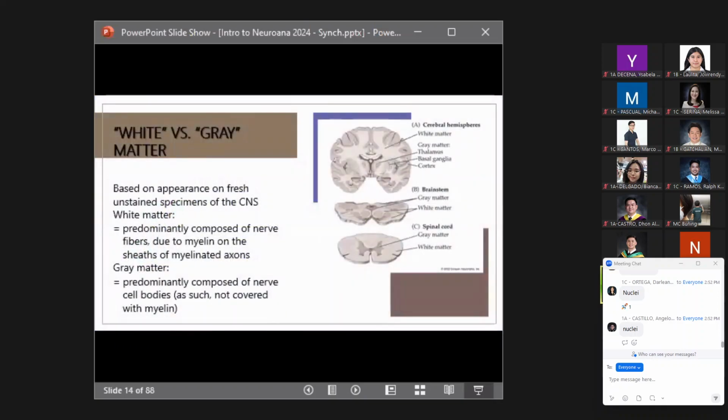Okay, next. The areas of the central nervous system can also be differentiated according to their appearance on fresh unstained specimens into white and gray matter. In this picture, a coronal section of the cerebral hemisphere, the white matter is the one in the middle, the white clear area, and the darker part in the periphery is the gray matter.